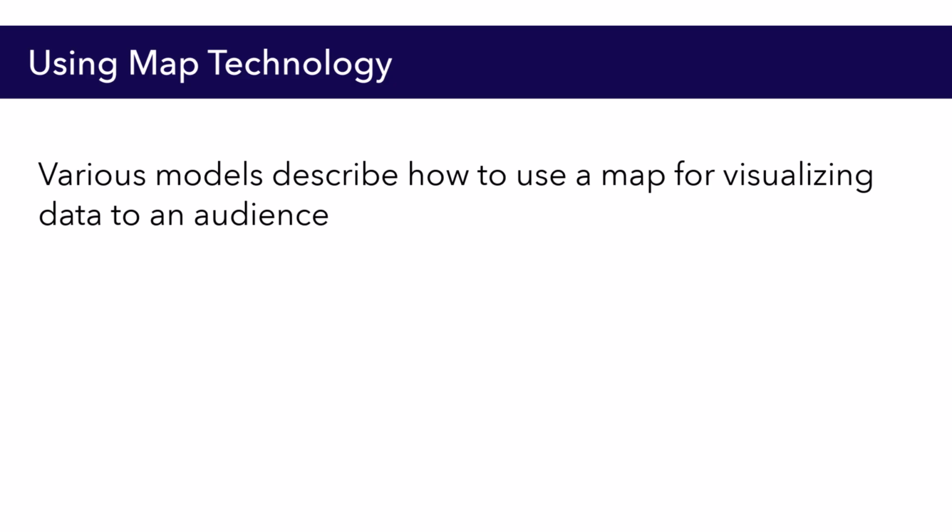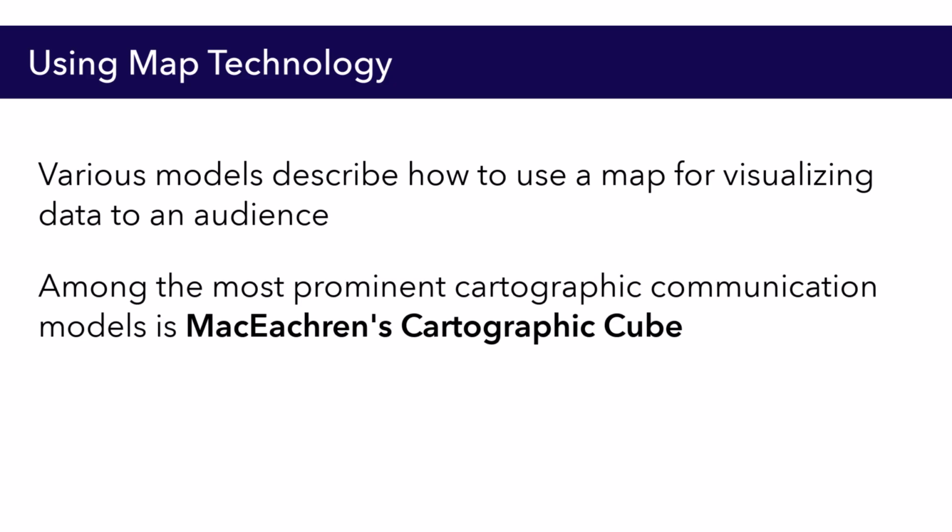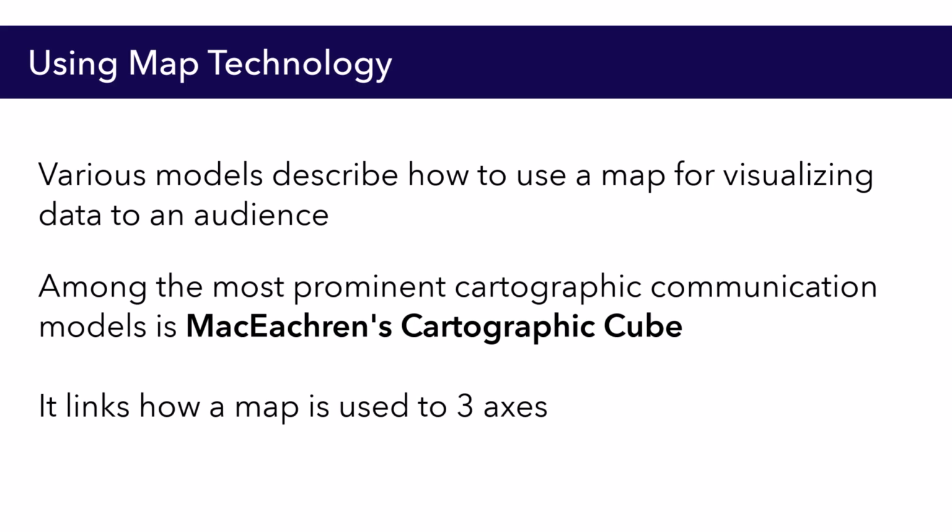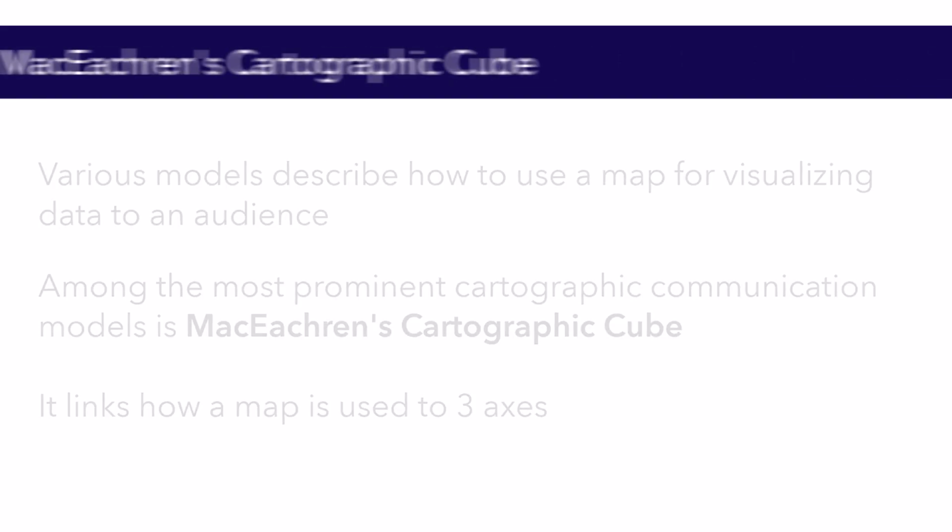Cartographers have developed a number of different models to describe and explain how to use the technology of a map. Perhaps the most prominent model of cartographic communication is McEachran's cartographic cube, which links how a map is used to the goals of communication and visualization using three main axes. Essentially, how the map is intended to be used locates the map in the cube and affects map design.